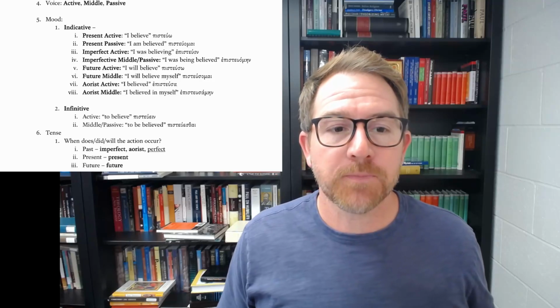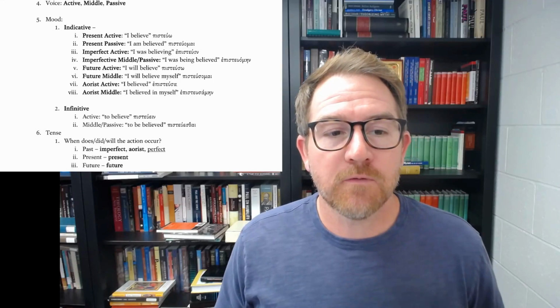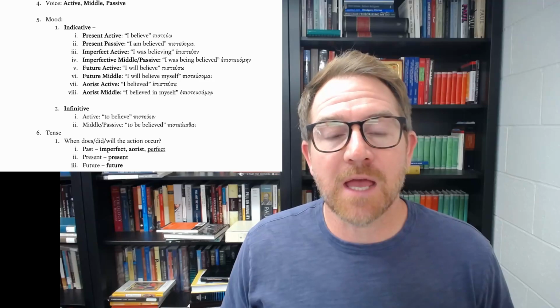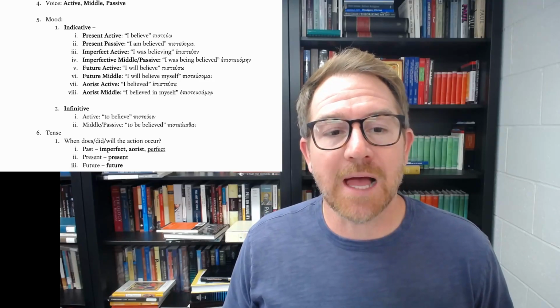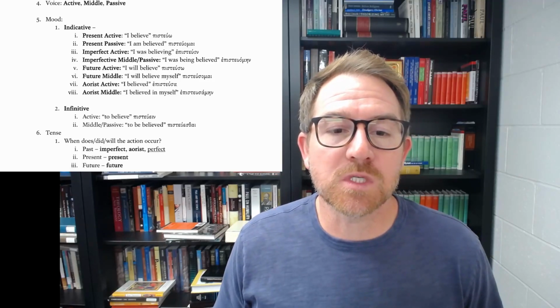So in the verb pisteuo, I believe, pisteuo in the present active. In the present passive, I am believed, pisteuomai. In the imperfect active, I was believing, episteuon. The imperfect middle passive, I was being believed, episteuomen. The future active, I will believe, pisteuso. Future middle, I will believe myself, pisteusomai. Aorist active, I believed, episteusa. And the aorist middle, I believed in myself, episteusamen.